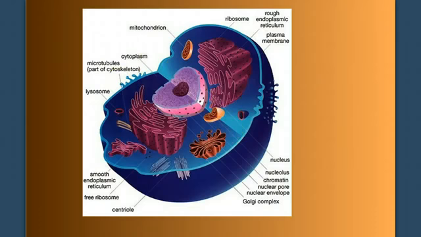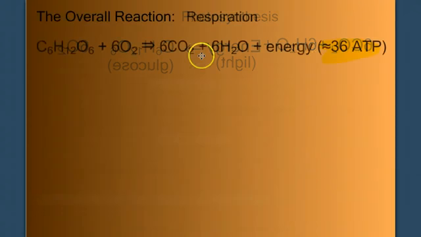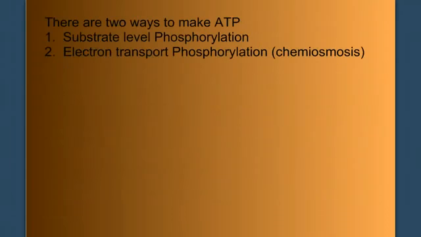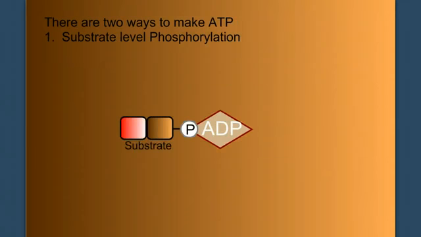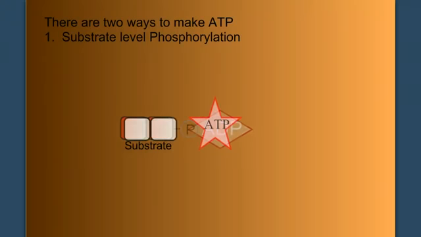Now let's keep in mind what it is we're trying to do. We're trying to make ATP. So we need to talk about how ATP is actually made. It turns out there are 2 ways to make ATP: substrate level phosphorylation and electron transport phosphorylation, which is driven by chemiosmosis. Now let's look at what substrate level phosphorylation looks like. In substrate level phosphorylation, a substrate directly hands an ADP a phosphate to become ATP. Let's watch that again.